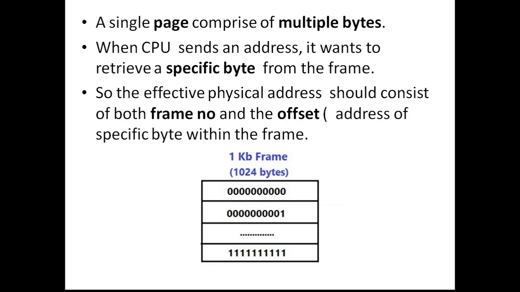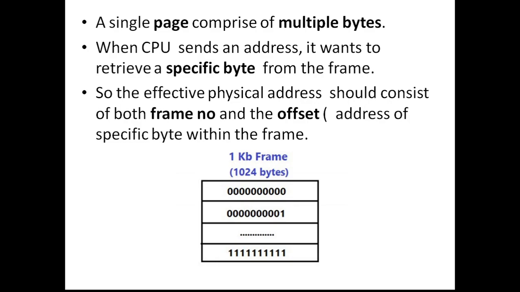It is only going to require 1 byte from that particular page. So the effective physical address should consist of the frame number and the offset. The offset is the particular byte address within the frame. The CPU supplies the page number along with the offset, and the page number is then replaced by the frame number with the help of the MMU and the page table. Then it forms the physical address as frame number and offset, and this is used for retrieving the actual data from the memory.